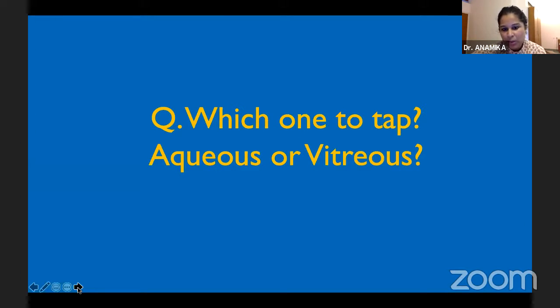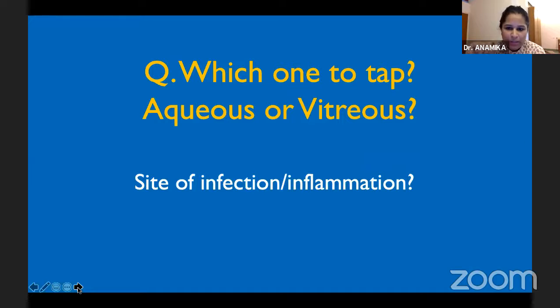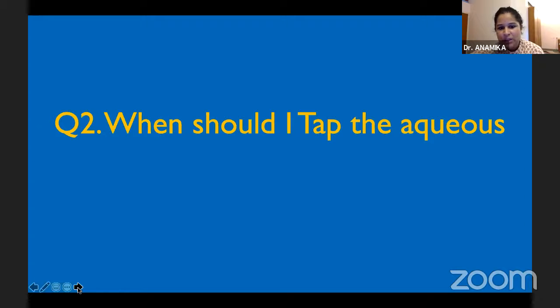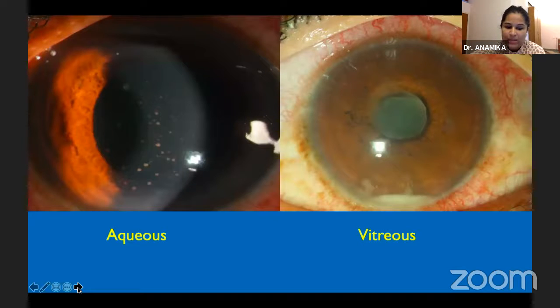Now let me take you through the second question, which is which one to tap. You have 2 options, aqueous or vitreous. So logical thinking would be that you would tap the area where the site of the infective foci is maximum so that you'll get a better yield. So let's take the question of when you should be tapping the aqueous.